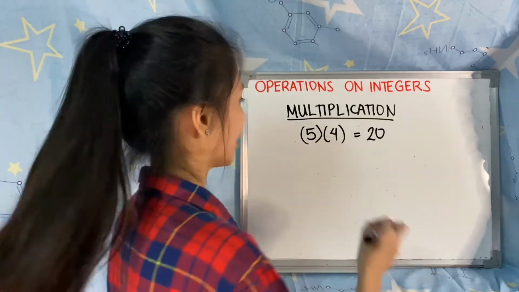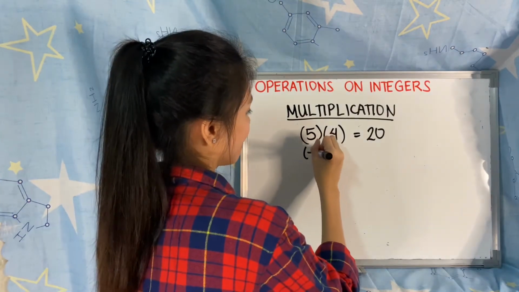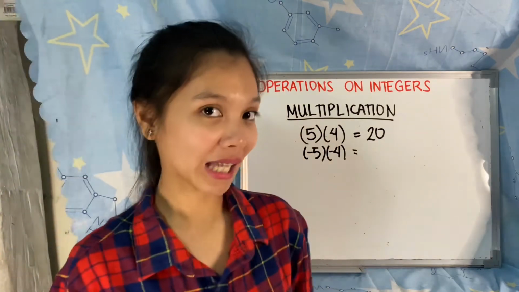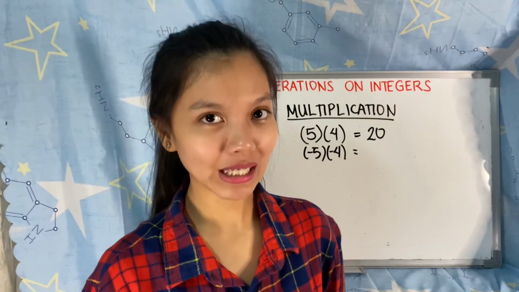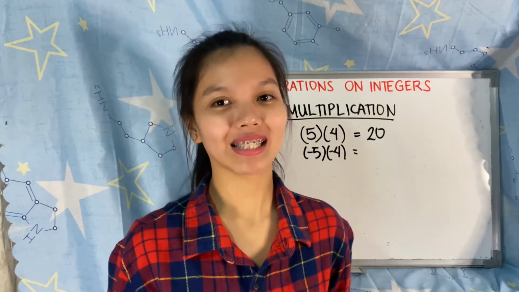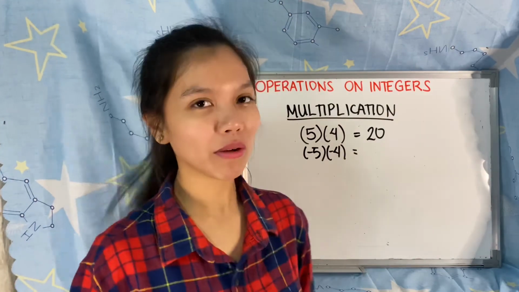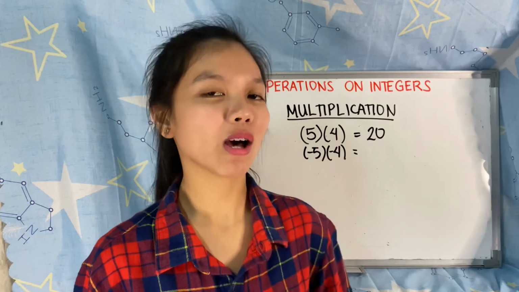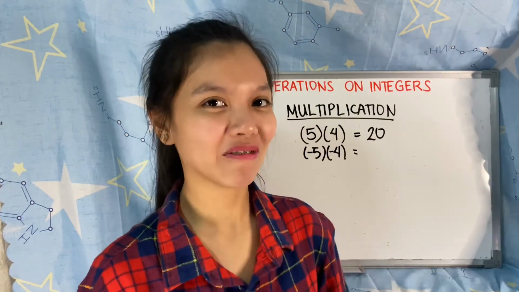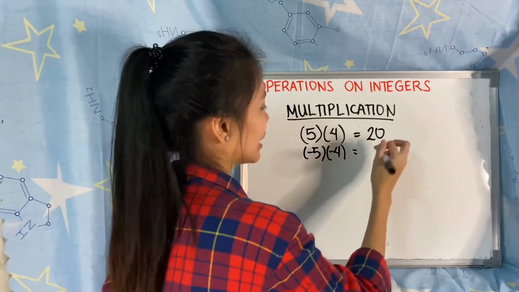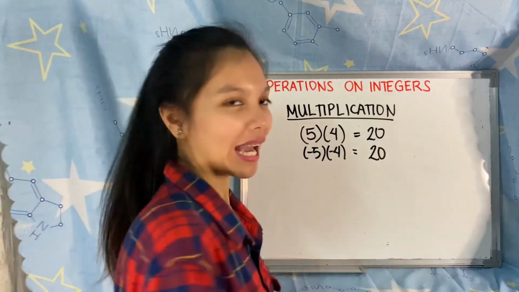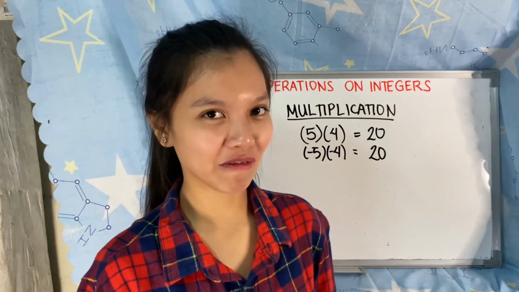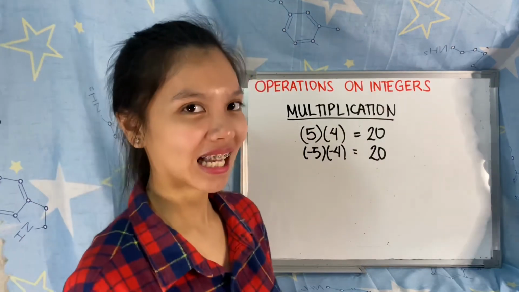Another example. What if we have negative 5 multiplied by negative 4? What will be the answer? Is it negative 20? No, it's not. Because we are going to multiply numbers with the same sign, the answer will always be positive. So we have 5 times 4, that is 20. And negative times negative is positive. Very good.